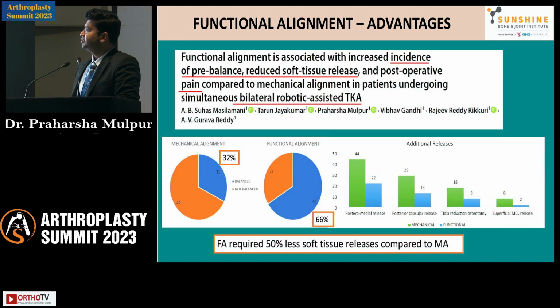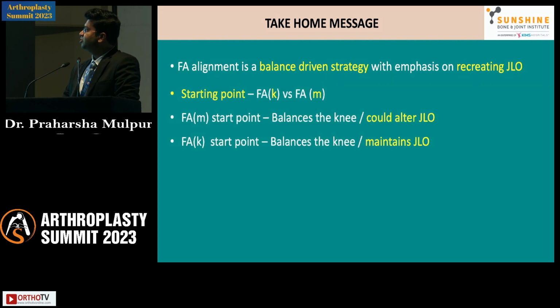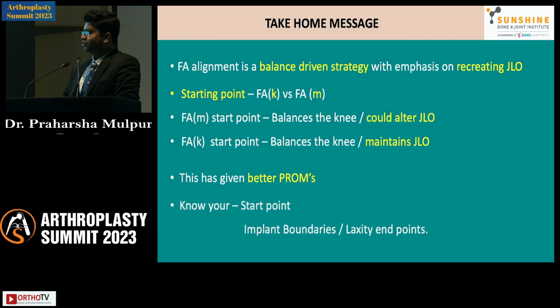This is our experience with functional alignment versus mechanical alignment, with almost half the number of soft tissue releases required with functional alignment to balance the knee. We found that early post-operative pain and range of movement was definitely better with functional alignment. So take home, it's a balance-driven strategy which has to be done with computer-assisted or robotic technology. The starting point can be kinematic or mechanical. And when you start with a mechanical, you'll balance the knee very well, but you'll end up compromising the joint line obliquity. If you start with a kinematic start point, you balance the knee, but you maintain the joint line, which has very good outcomes. And this has given better PROMs. So you have to know your starting point, know your boundaries, and then essentially you're playing with the balance.